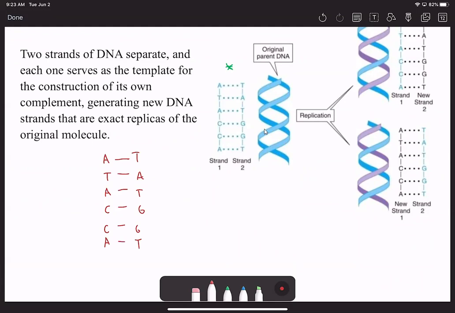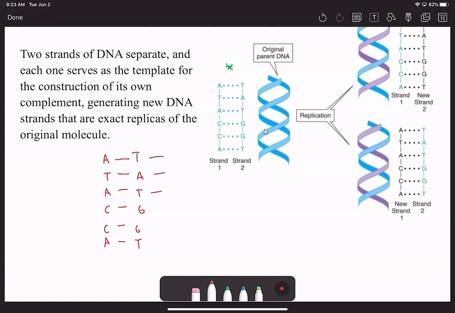This isn't actually how it happens. Just understand, this is a very, very basic understanding of replication. There's a lot involved in replication, and this is just a very basic overview of how that occurs.